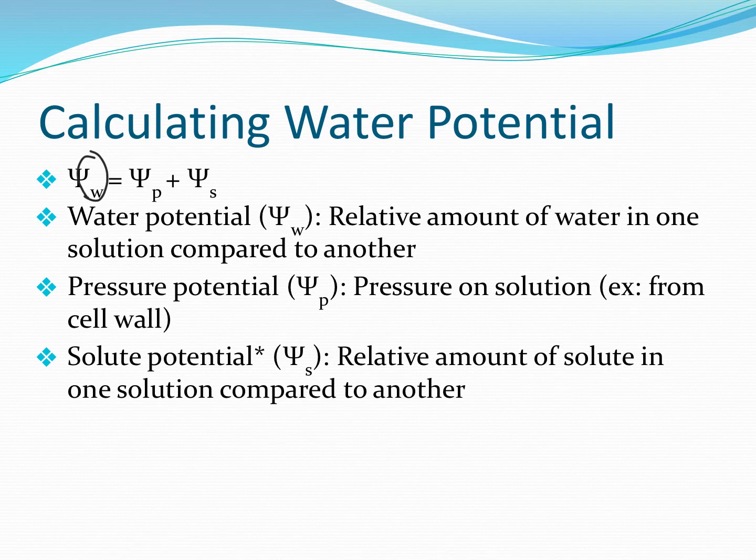So water potential is made up of really two things. It takes into account the pressure that is put on the solution, usually from the cell wall, if we're talking about cells. The other thing that it's made up of is the solute potential, which is kind of the same as the tonicity, where it is measuring the relative amount of solute in a solution compared to another solution.